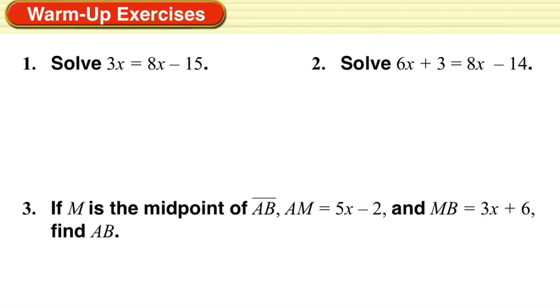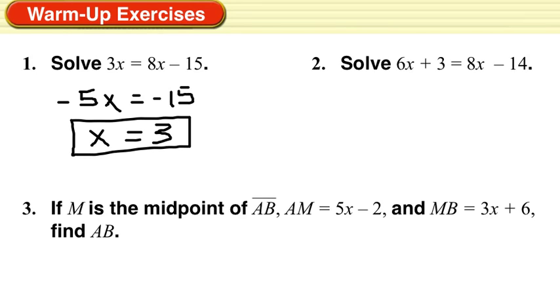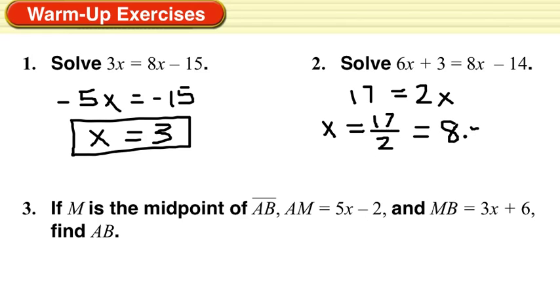Number 1, in solving this, you get negative 5x is equal to negative 15, which means x is equal to 3. Number 2, in solving this one, you should get 17 equals 2x, which means x is equal to 17 over 2, or as a decimal, 8.5.